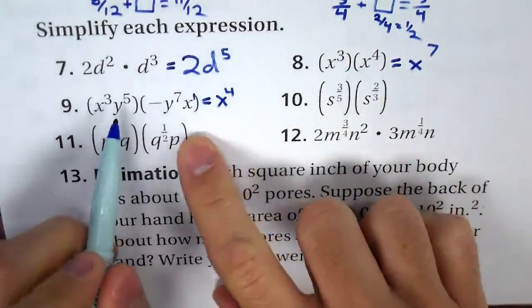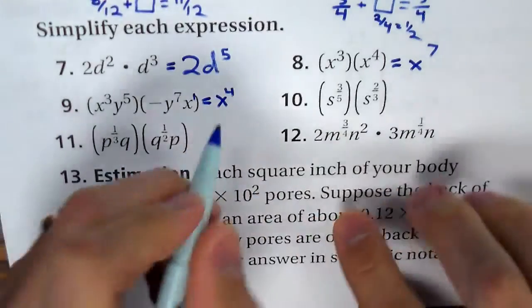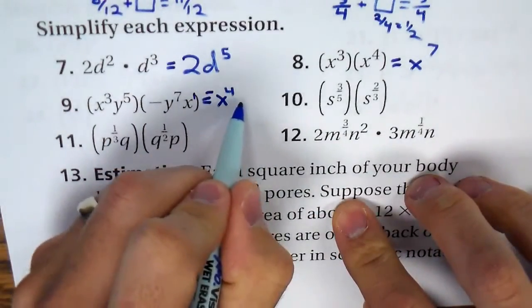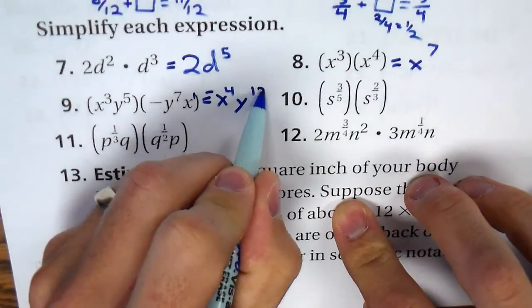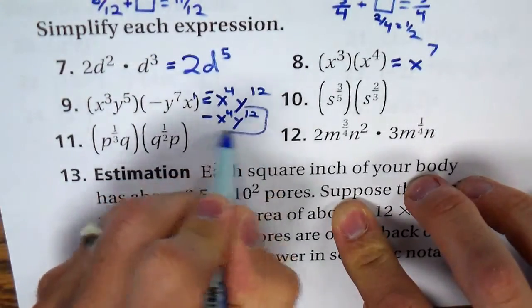the 4th. And then y to the 5th, a negative y to the 7th. I'm going to put a negative out in front, and that's going to be a y to the 12th. So our answer is negative x to the 4th, y to the 12th.